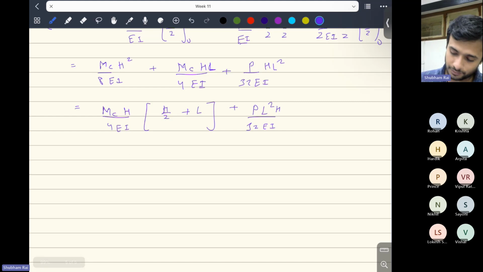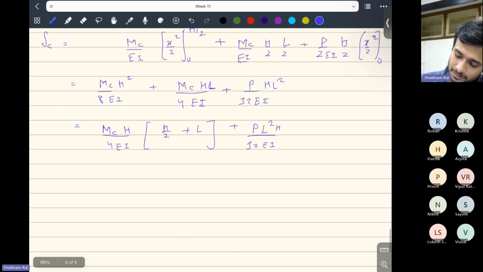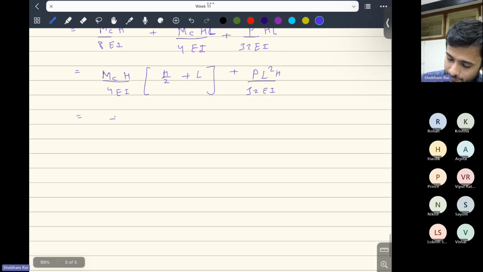Now you can put the value of MC. So MC is minus PL square over 8 times H plus L. So finally I'm putting here minus PL square over 8 H, and H will get cancelled, so 8 into 4 is 32, so it will be 32 EI, and H plus L is also there, so here also we have H plus L.